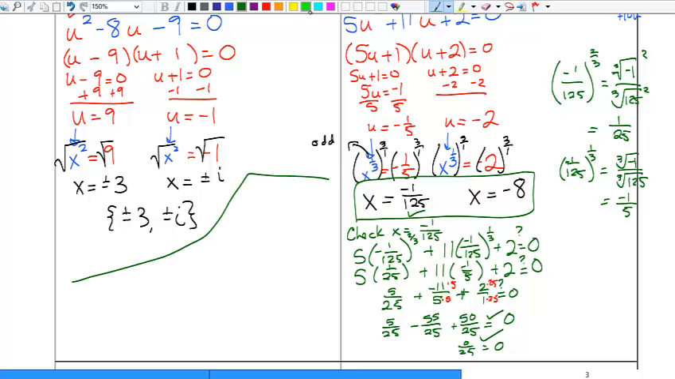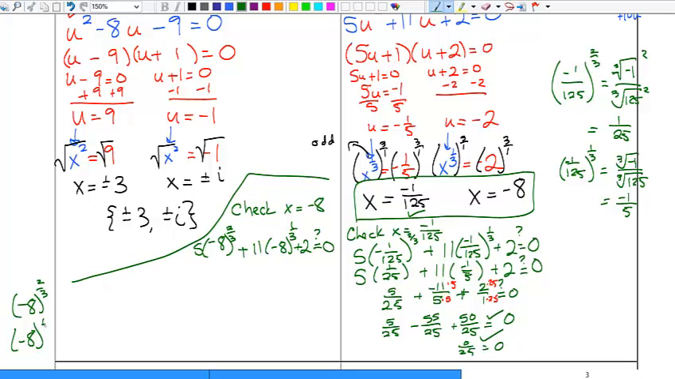I'm going to have to use some space over on the other side. Hopefully this one won't be quite as bad because it's not a fraction. So now we're going to check x equals negative 8. We have 5 times negative 8 to the 2/3 plus 11 times negative 8 to the 1/3 plus 2 is supposedly equal to 0. So I've got to figure out what negative 8 to the 2/3 is, and also negative 8 to the 1/3.